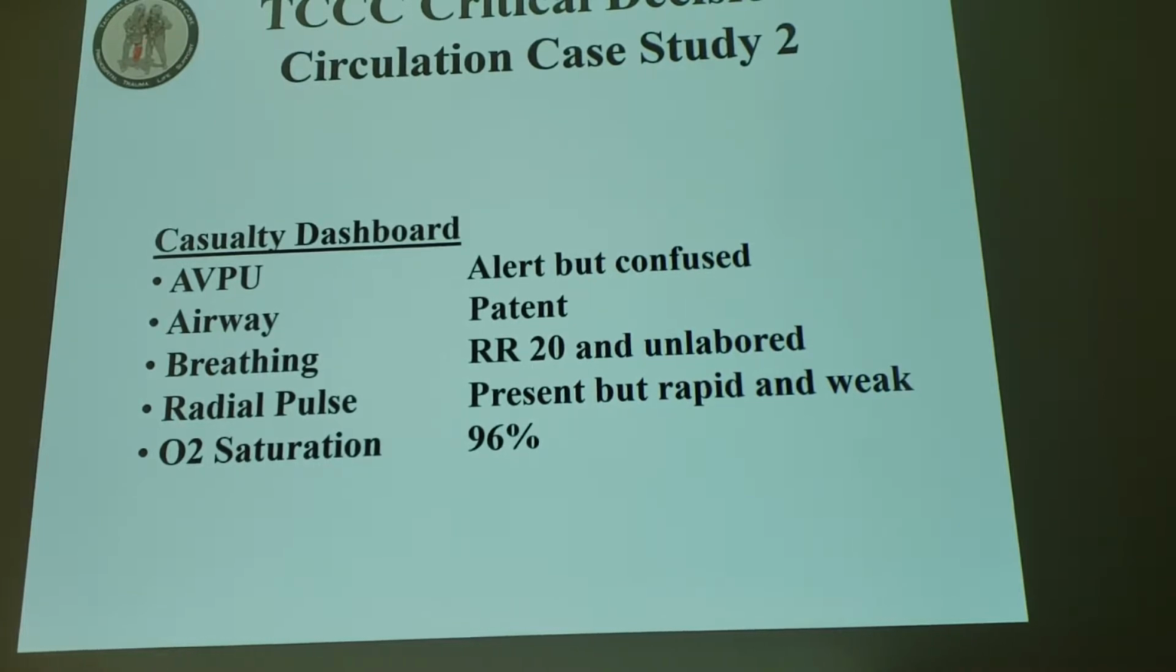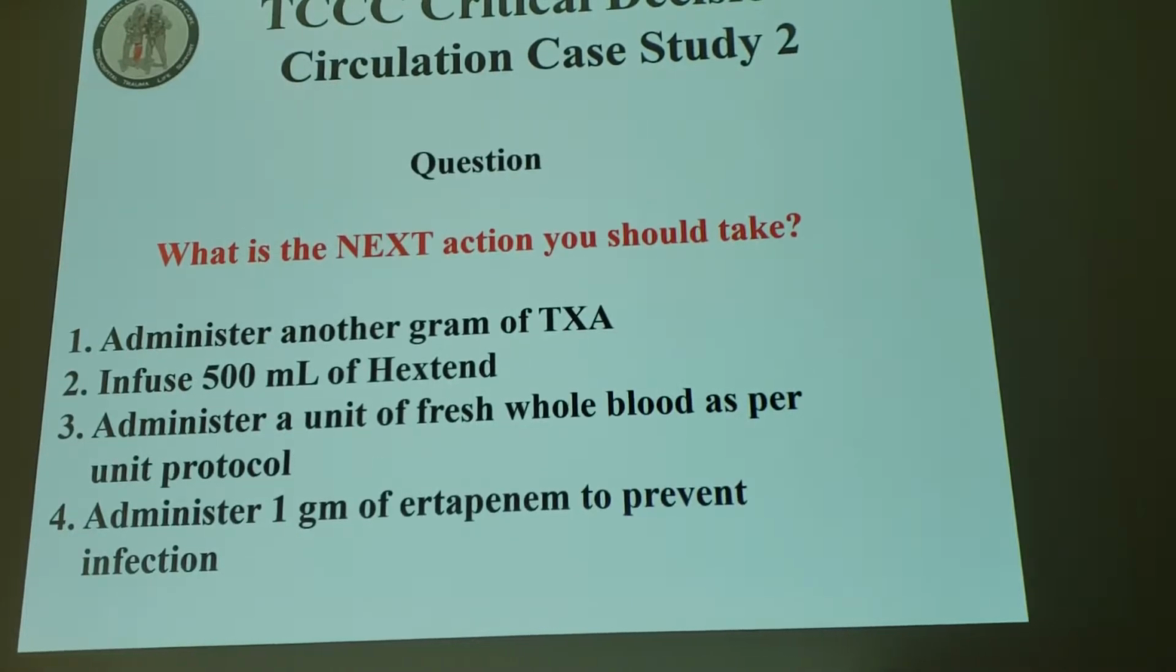Cool. So at least we've identified these things. What should we do next? Administer another gram of TXA, infuse 500 mLs of Hextend, administer a unit of fresh whole blood as per unit protocol.